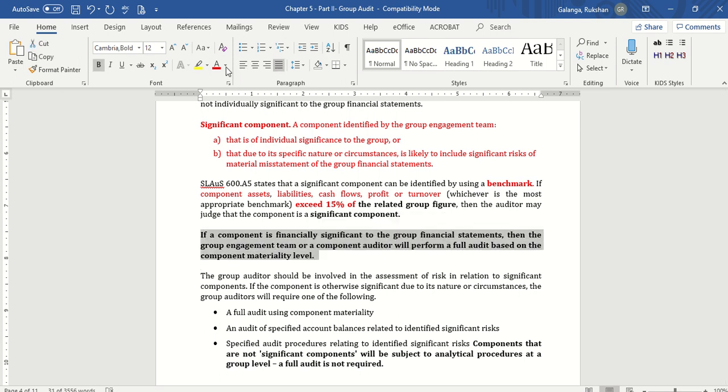This is very important. This is a good technical point that you want to keep in mind. Look at this. If a component is financially significant to the group financial statements, then in our example, entity A is a significant component, so the group engagement team or component auditor will perform a full audit based on the component materiality level.